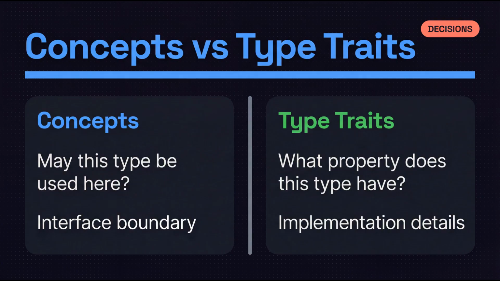Concepts and type traits serve different roles. Concepts answer the question, may this type be used here? They belong at the interface boundary, public function signatures, class template parameters. They're readable and self-documenting. Type traits answer the question, what property does this type have? They belong inside the implementation. Compile-time branching, type transformations, internal logic. Use concepts at the boundary to constrain what comes in. Use traits inside to inspect and adapt.